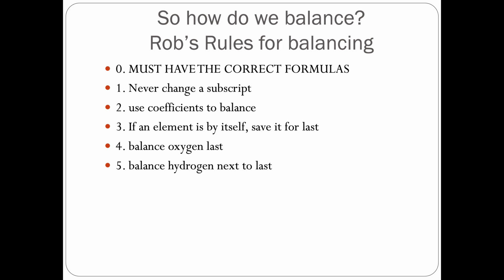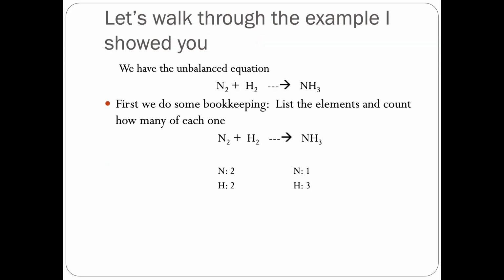And then the other 3 are just guidelines. If an element's by itself, save it for last. Balance oxygen last, hydrogen next to last. It's just good advice, but you just do it by keeping track. So let's do this. We look at this reaction. So first thing we do is we count. And we've already done that. So now what we need to do, we need to fix the nitrogen.